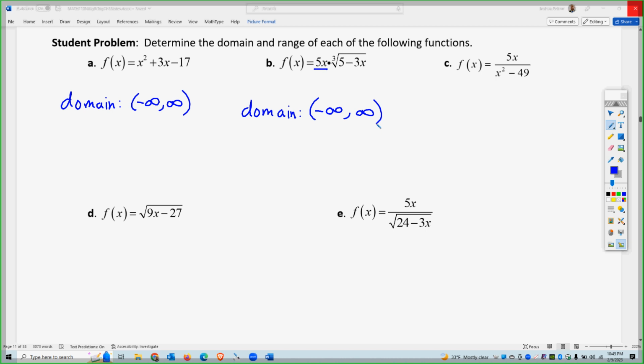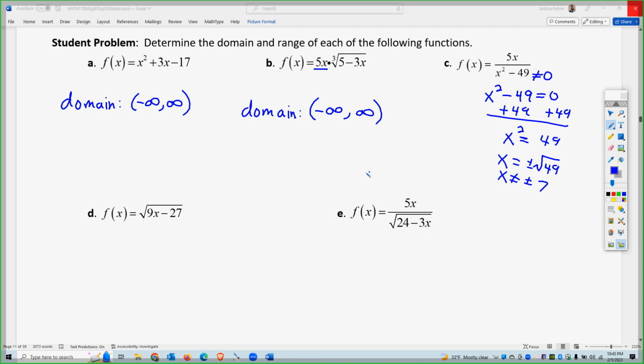Okay, so the denominator here cannot equal 0. So x squared minus 49 equals 0. So add 49. So x squared equals 49. And I'll take the square root. So x equals plus or minus the square root of 49. So x basically cannot equal plus or minus 7 as far as our domain goes, right? So this will be a multi-part domain here.